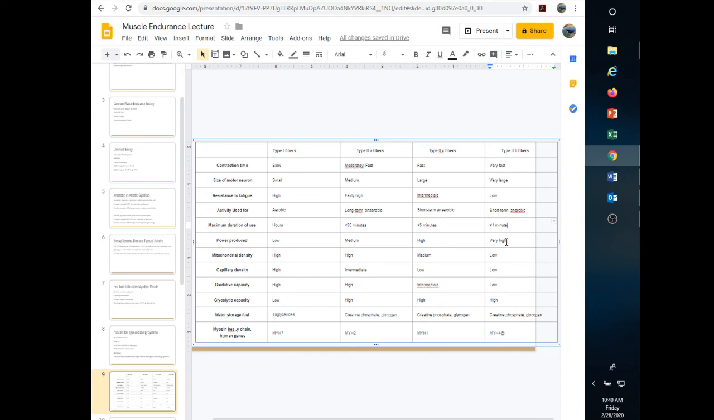Low mitochondrial density. That's the reason if you looked at this underneath the microscope, there's not going to be a lot of mitochondria. There's not going to be a lot of blood supply because we're running off the immediate source of ATP within the muscle. Oxidative capacity very low. That's why these fibers look all white.